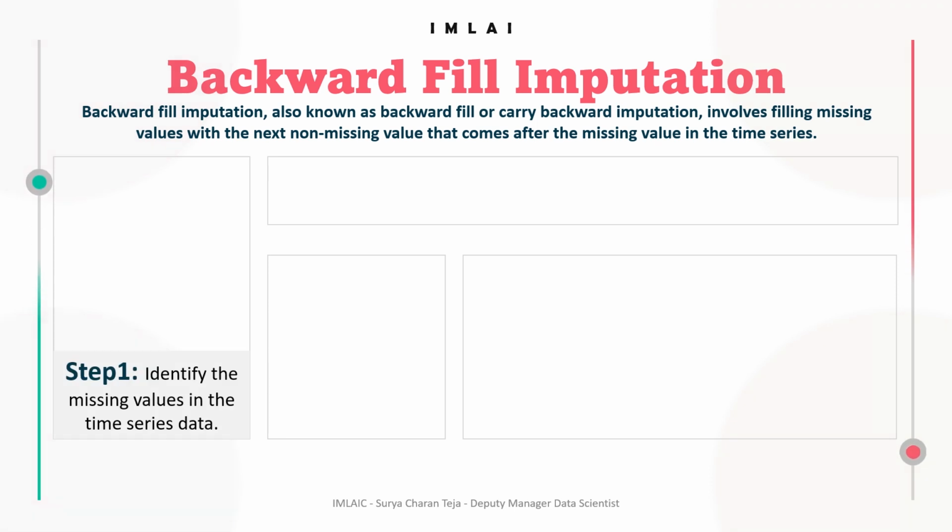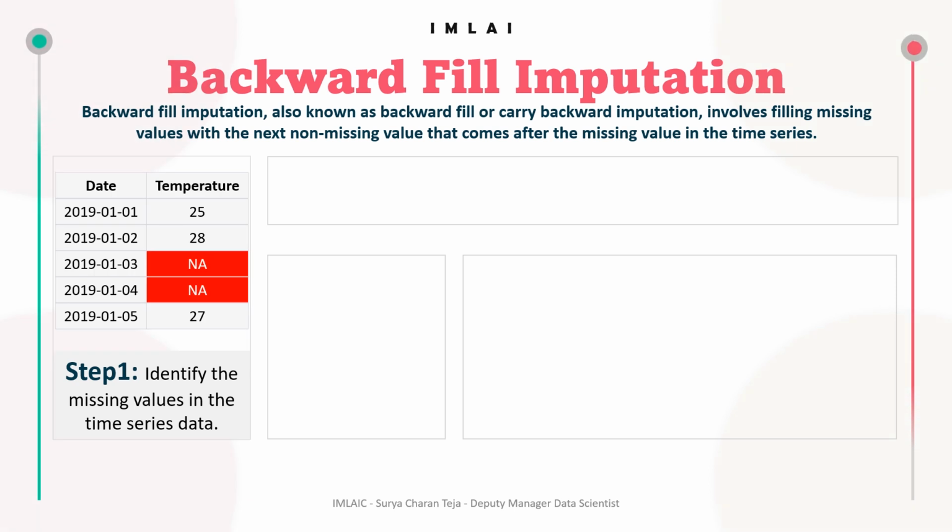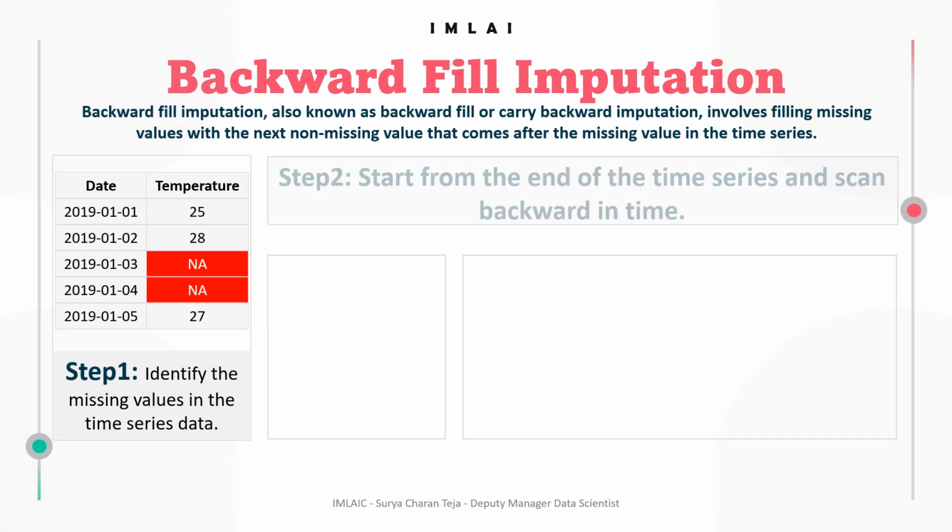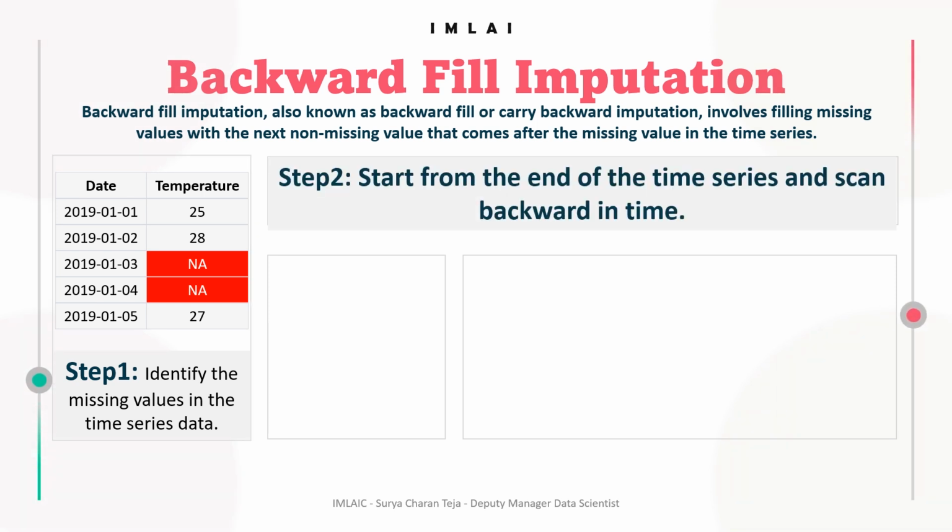Similar to before, in step 1, your immediate priority is to identify the missing values in the time series data. So that's your first step. You have to identify missing values in the time series data. Then you have to keep on doing that.